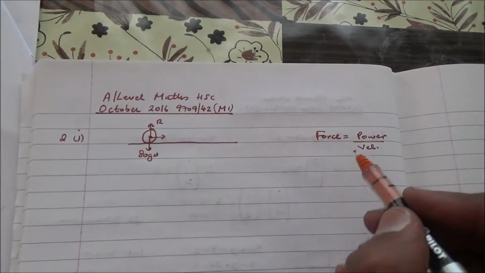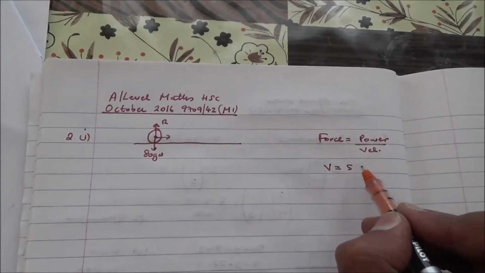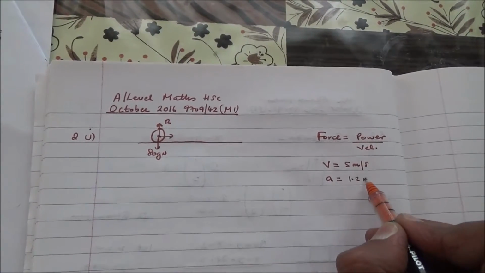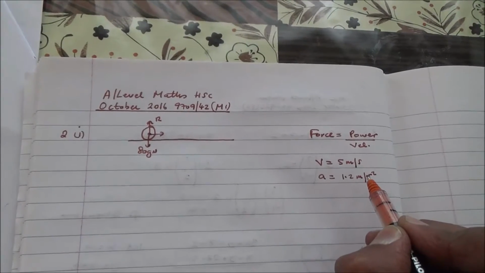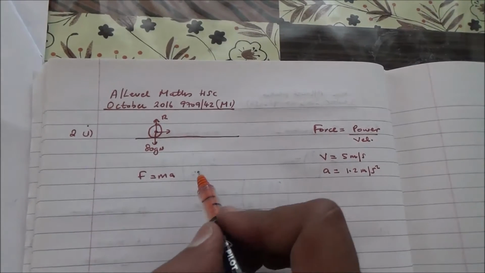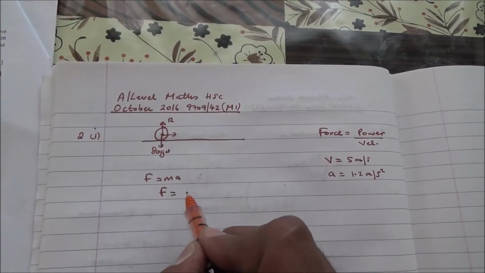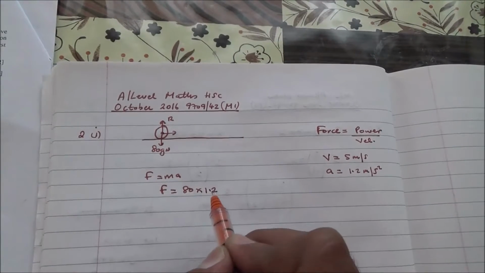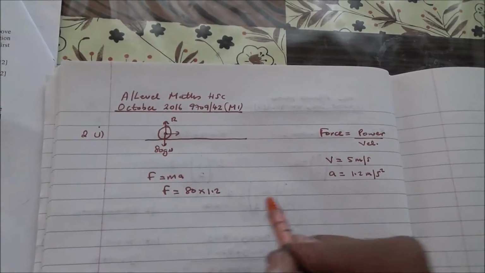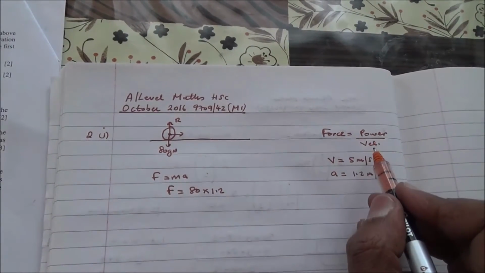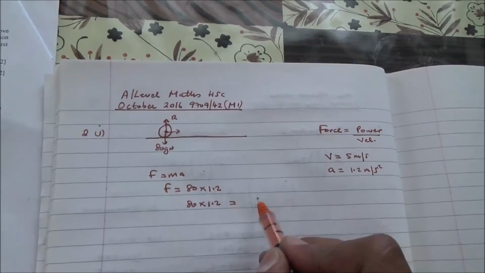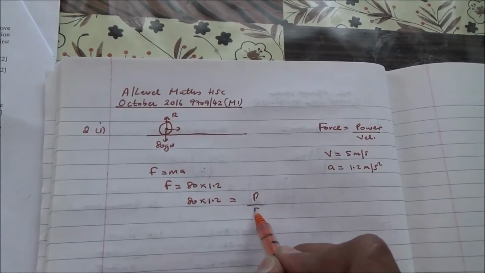Right. Now we know that the velocity has been given in the question as 5 meters per second, and the acceleration is 1.2 meters per second squared. Therefore, also we know that the force is equal to mass times acceleration. Hence, we have the force is equal to 80 multiplied by 1.2, and what is this force again? It is power over velocity. Therefore, 80 times 1.2 is equal to the power over the velocity, which is 5.